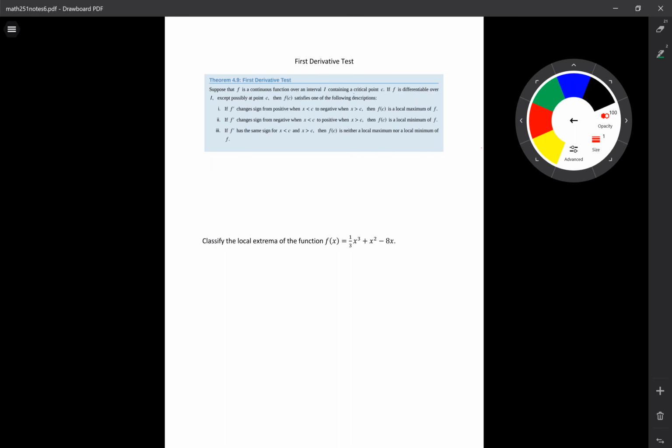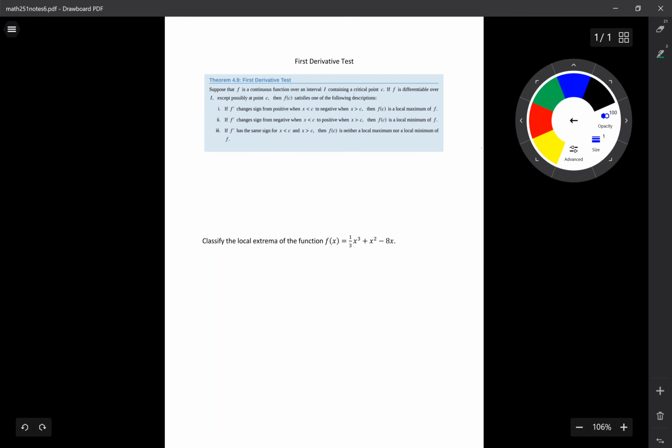The first derivative test says, suppose that f is continuous over an interval I containing a critical point c. If f is differentiable over I, except possibly at point c, then f of c satisfies one of the following descriptions. First of all, if f prime changes sign from positive when x is less than c to negative when x is greater than c, then f of c is a local maximum of f. And then we have two more situations that are quite similar to those. So let's break this down a little bit.